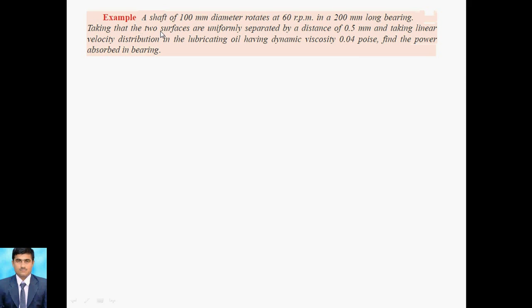Taking that, the two surfaces are uniformly separated by a distance 0.5 mm. So this is the oil film thickness. So this is the separated distance between two surfaces. And taking linear velocity distribution in the lubricating oil having the dynamic viscosity 0.04 poise. So mu is given to you, and find the power absorbed in the bearings. So here the length of shaft is there, that's why we can imagine that this is journal bearing.